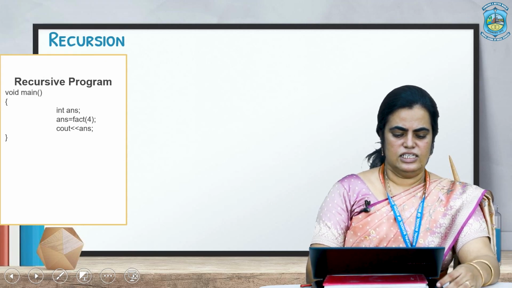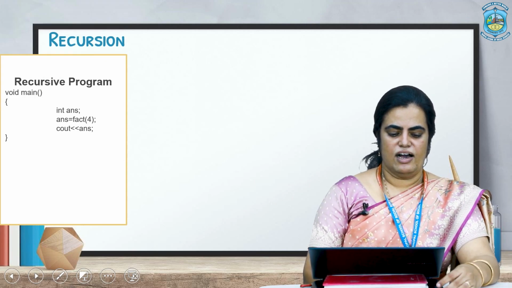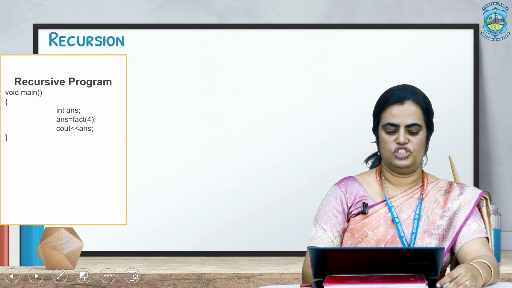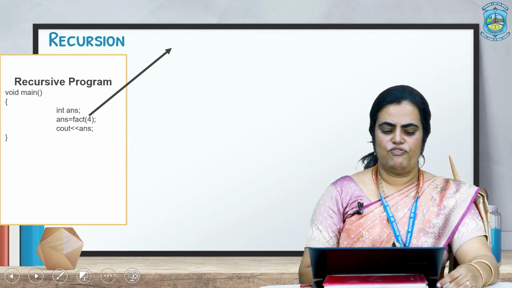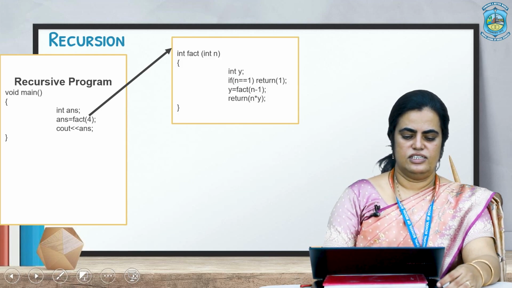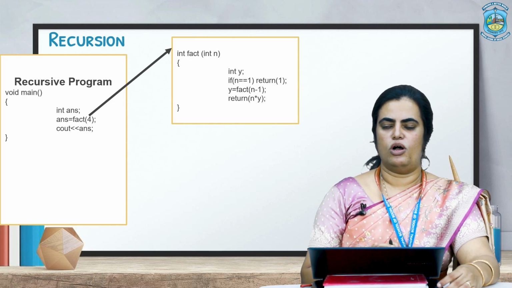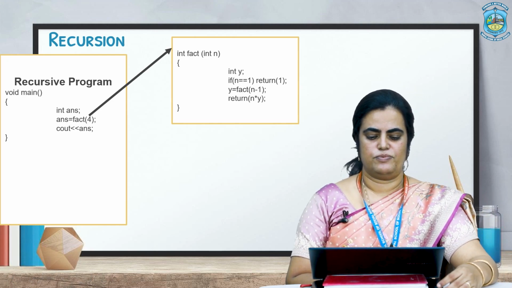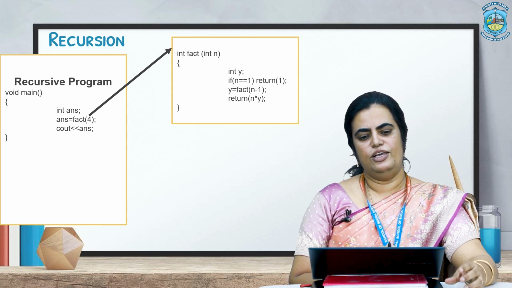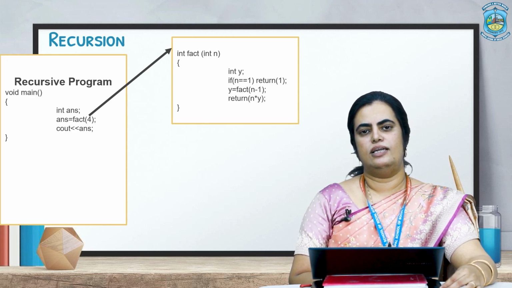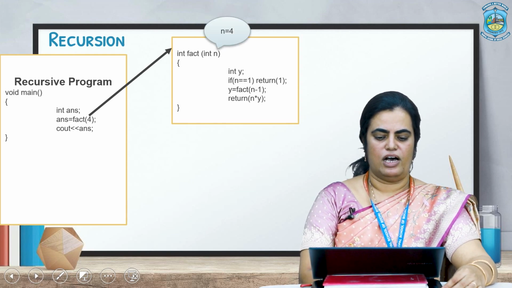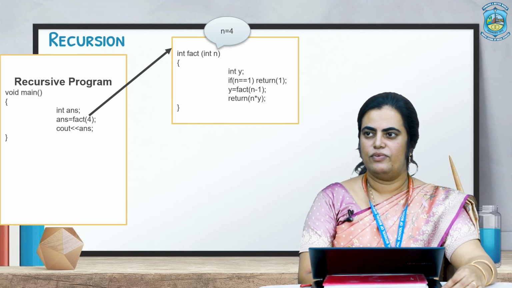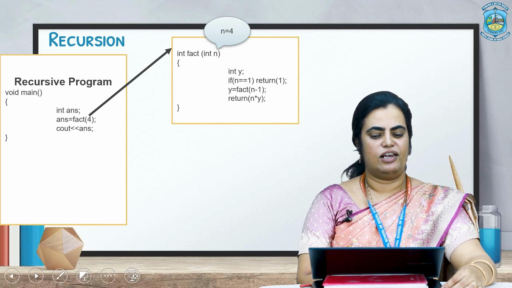Here, in this example, we have answer as the variable which is calling this function fact with the parameter 4. When fact function is called, this function is going to call the recursive function fact. Now the 4 value, which is the value of the number whose factorial we need to find out, gets passed on to the value n. Hence, n gets the value of 4.